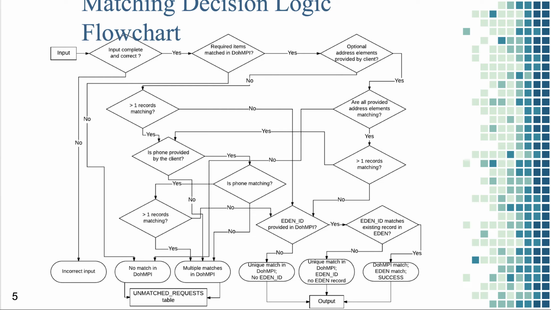For example, incorrect input, request not matched, request matched but no corresponding record in Eden, and finally, the full match in both DOHMPI and Eden. Incorrect input results in the XML string just informing us about the detected problems in the fields. Not matched requests end up adding a row in the unmatched request table. In the case of request match in DOHMPI, XML string with suitably populated fields will be returned.